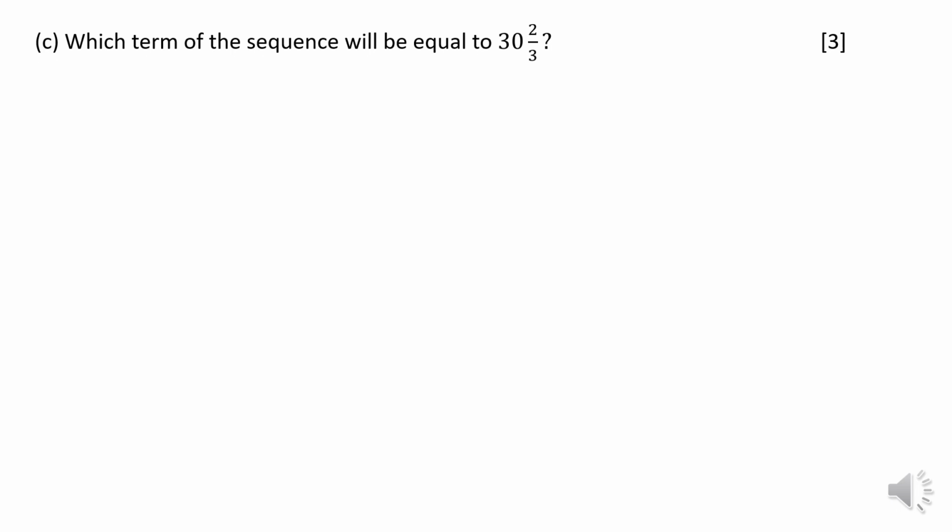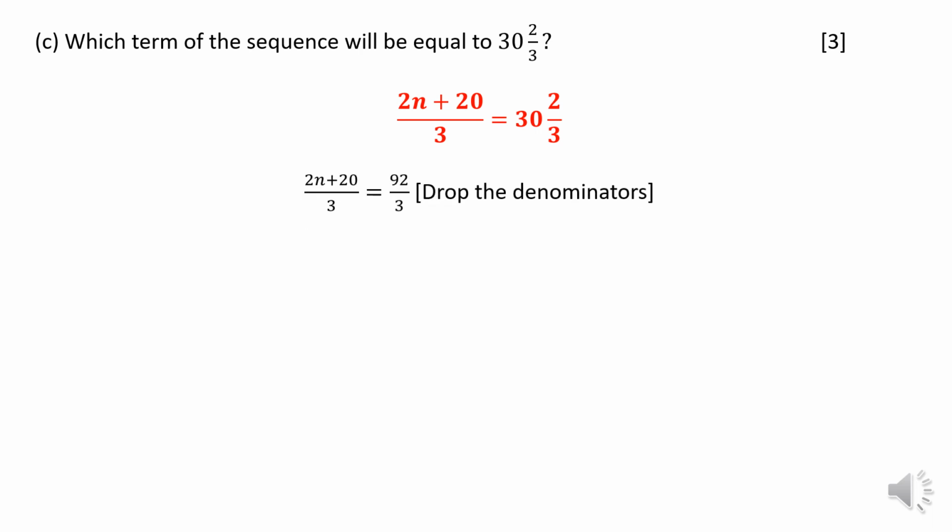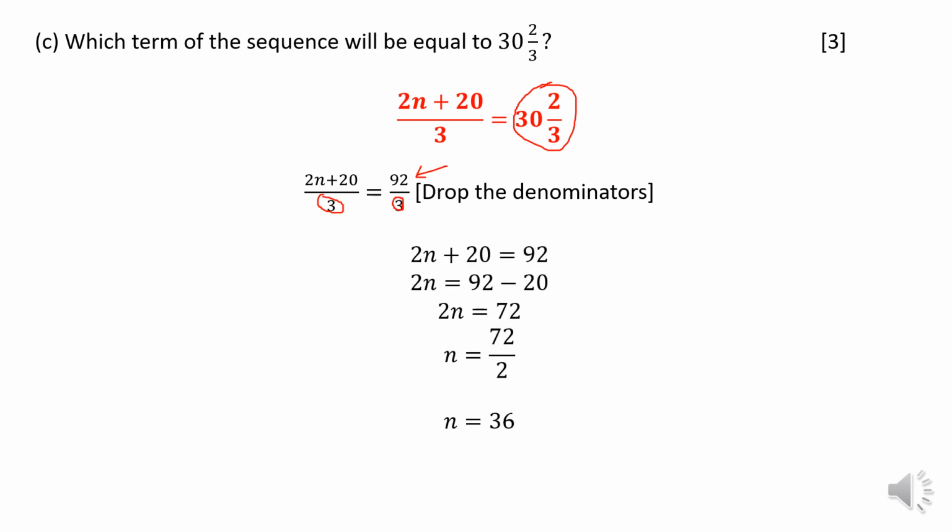Which term is equal to 30 and 2/3? You must use your rule. So I've used my rule here and I equate it to that 30 and 2/3. To solve this particular equation, I first change this mixed number to an improper fraction. And now I have the denominators exactly the same. I can drop them. And once I drop them, I work with my numerators and I find my particular answer. And you should realize that it is the 36th term that is equal to 30 and 2/3.